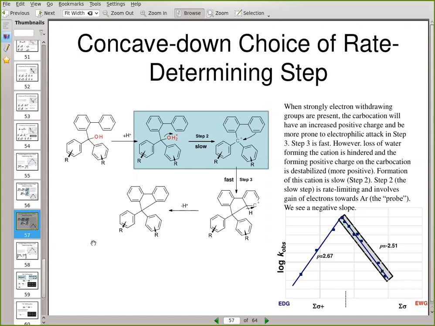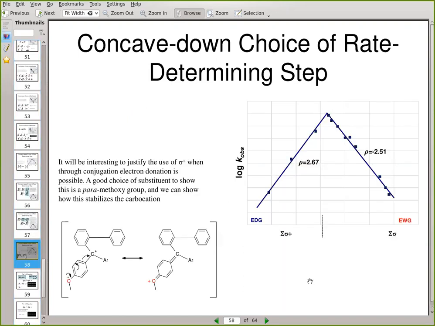And as you have only one mechanism, what's going to cause this change is a change in the rate determining step. Okay. Right, I just want to answer, as a final point to this mechanism, why on earth we use sigma plus. And that really is all about through conjugation electron donating. If you want to show why we have to use sigma pluses, a really good group to choose is the methoxy group. It's really powerfully electron donating through conjugation.